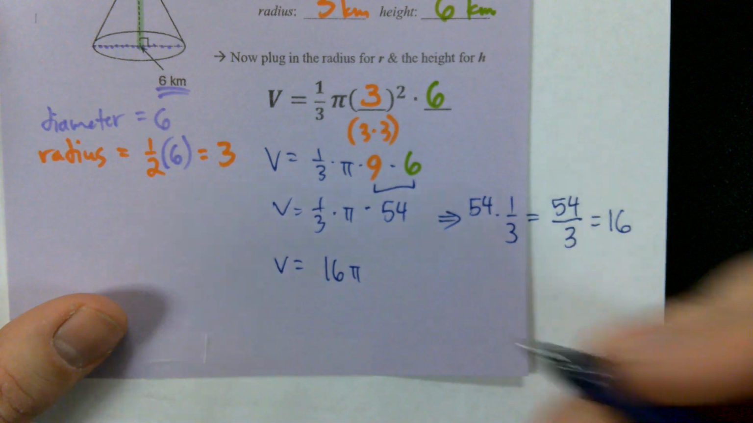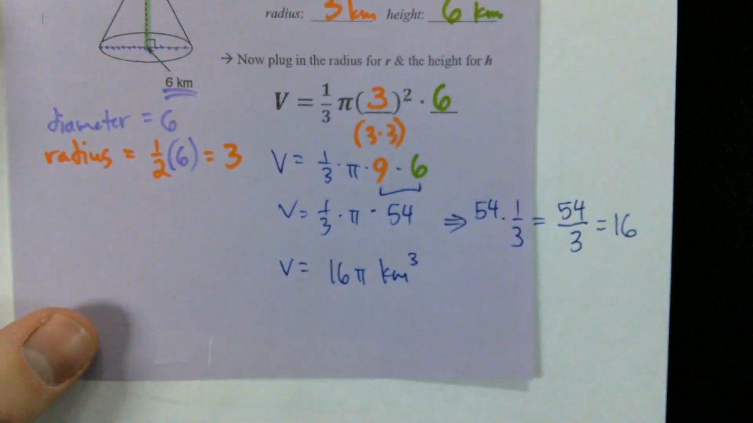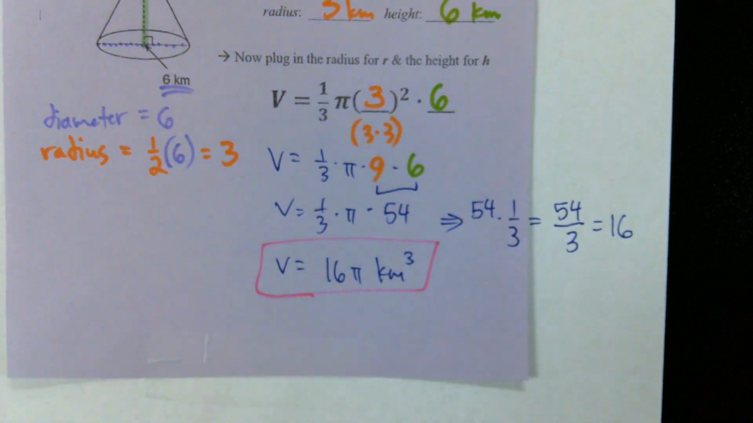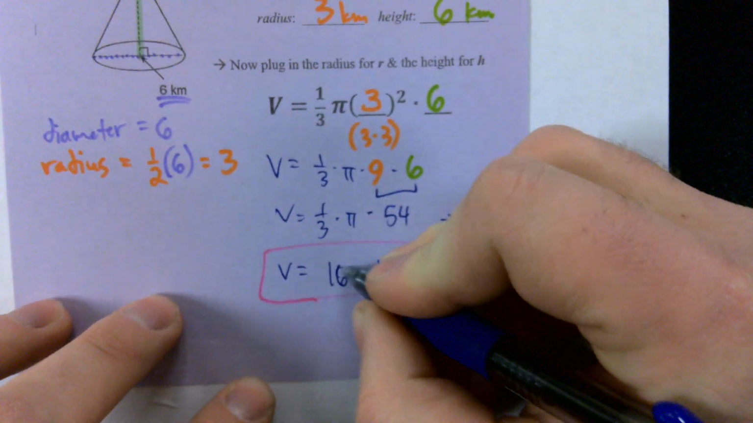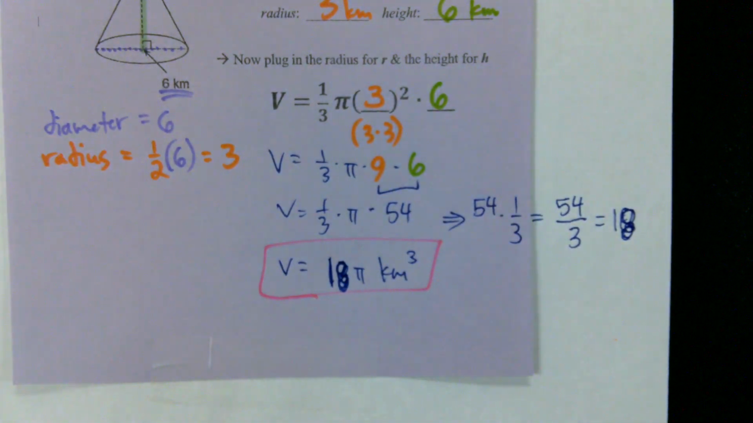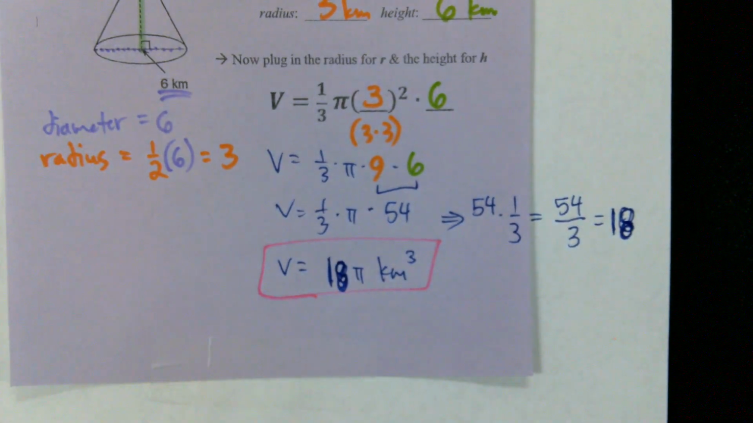What are my units? Kilometers cubed. Kilometers cubed. Exactly. 54 divided by 3 is 18. Is it 18? Yeah, it's 18. Oh, you're right. My bad. Thank you for double checking that. I appreciate it. 18 pi kilometers cubed. Oh yeah, you're right. 3 times 16 would be like 48. So that's how we get 18 pi kilometers cubed.